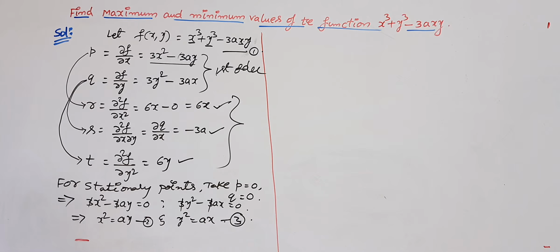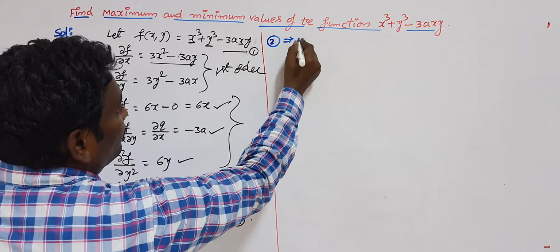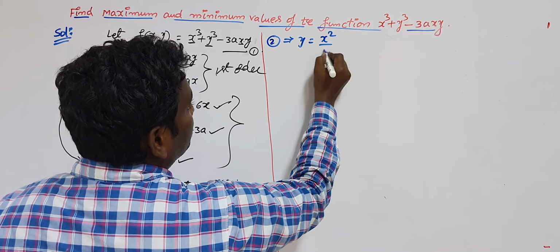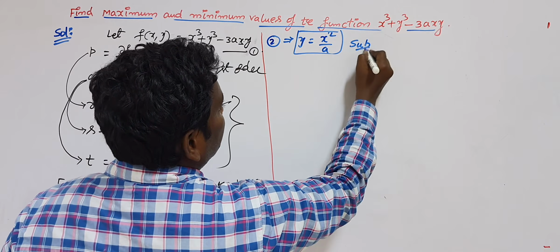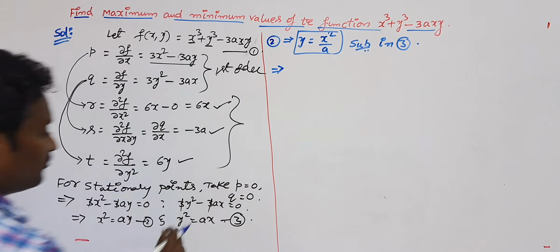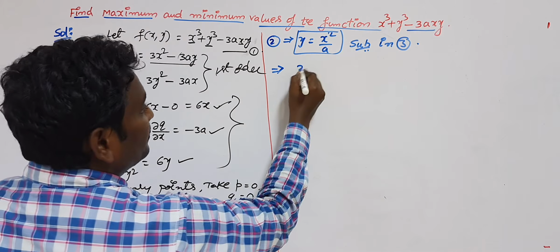See here, from the second equation, what is the y value? Equation 2 implies the y value is equal to, take this a to the denominator, you will get x square by a. So substitute y is equal to x square by a in the next equation, it would be 3. So from 3 you have y square. What is y? X square by a.